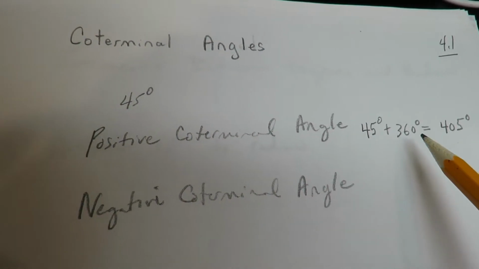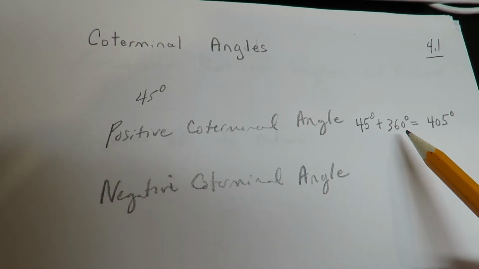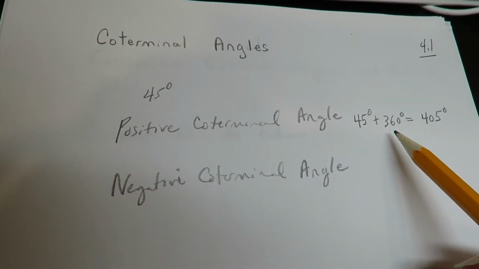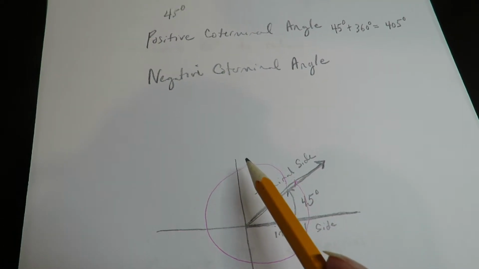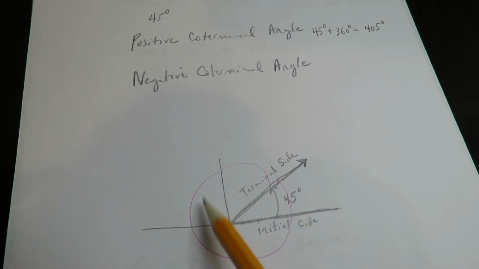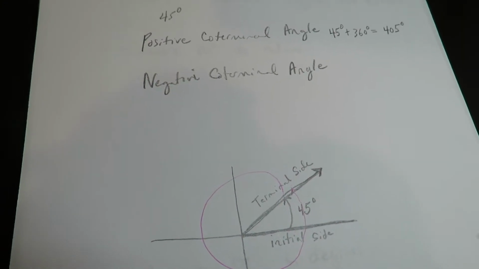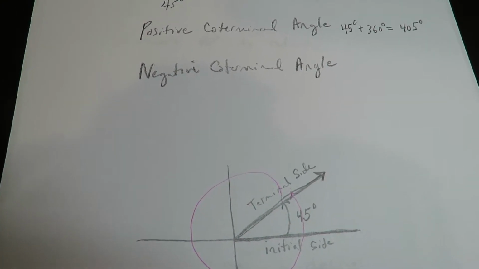There are an infinite amount of positive and negative coterminal angles, because you could just keep going. It's like a merry-go-round. I could lap twice and stop, or I could lap 3 times and stop. You could go on to infinity doing this.